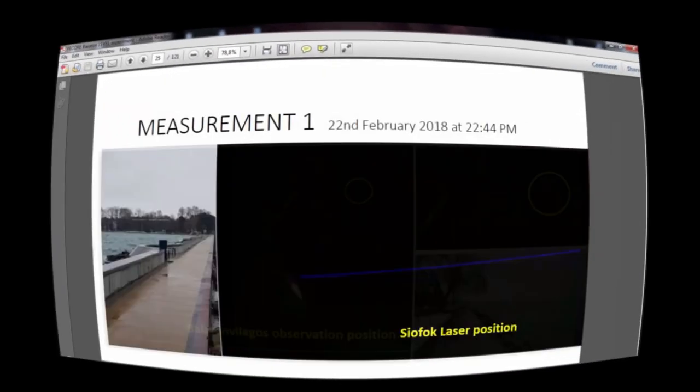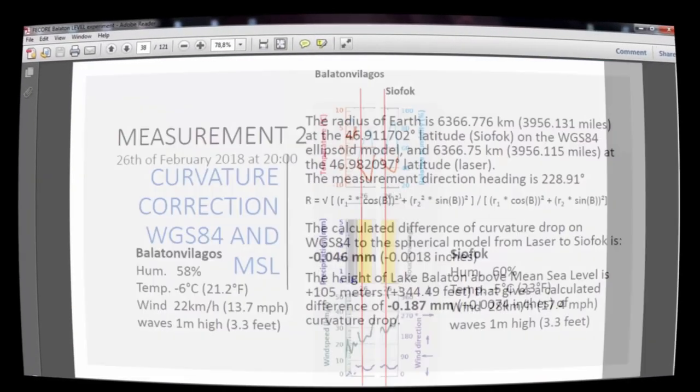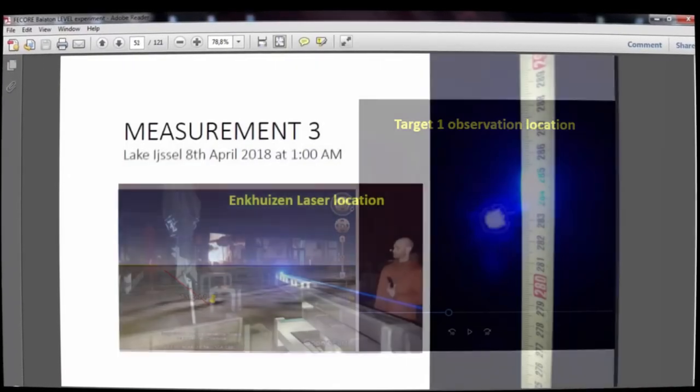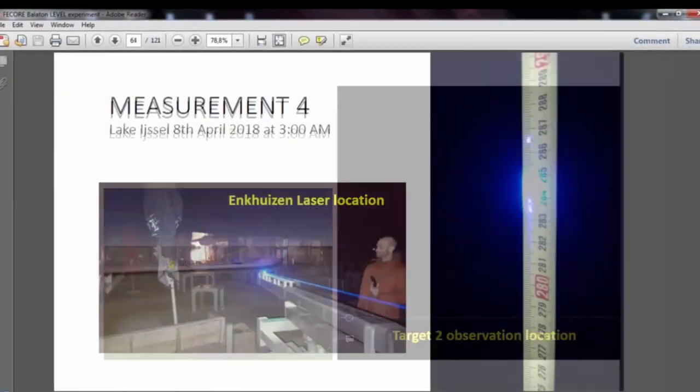FECORE used a ray of the collimated laser beam to verify the curvature of the surface by considering the refraction data. The refraction calculation for each TLT measurement is shown in the FECORE document that is presented in this video.